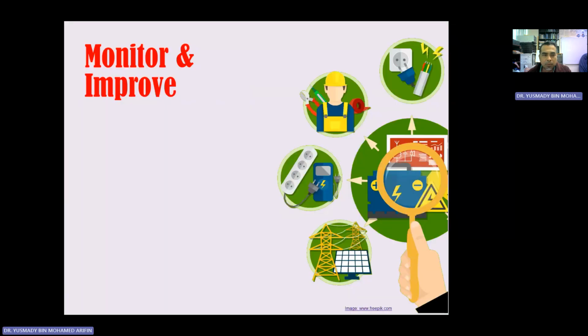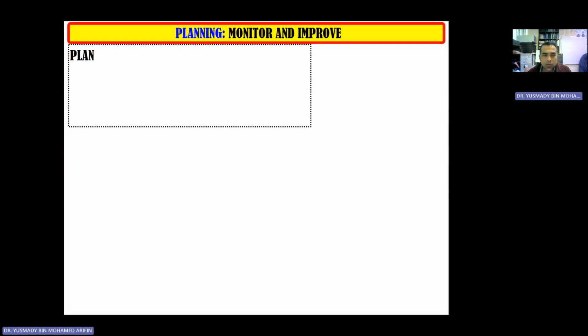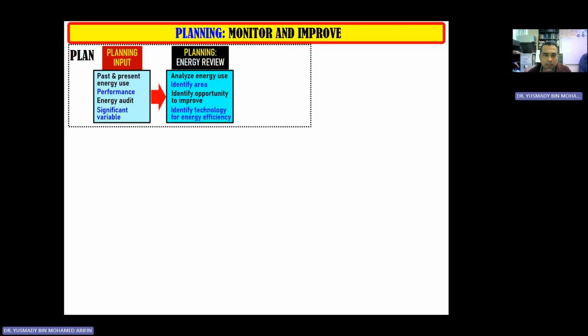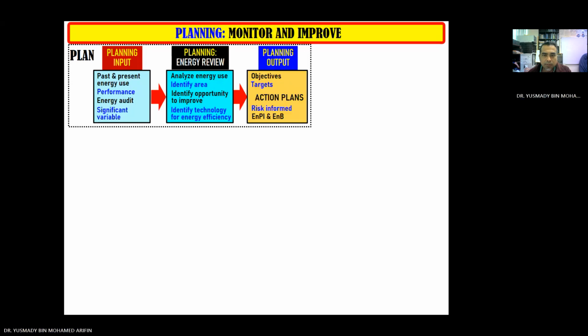About the monitor and improve process. Last time, in the previous chapters, we already learned about the processes involved in the plan. We have the first step under the plan, the procedure, then planning, and we need to conduct the energy review under the planning section. And the last one is the planning outputs. Under the planning output, we have a number of outcomes, such as the objective, target, action plan, risk information, and also the indicator of the energy performance.